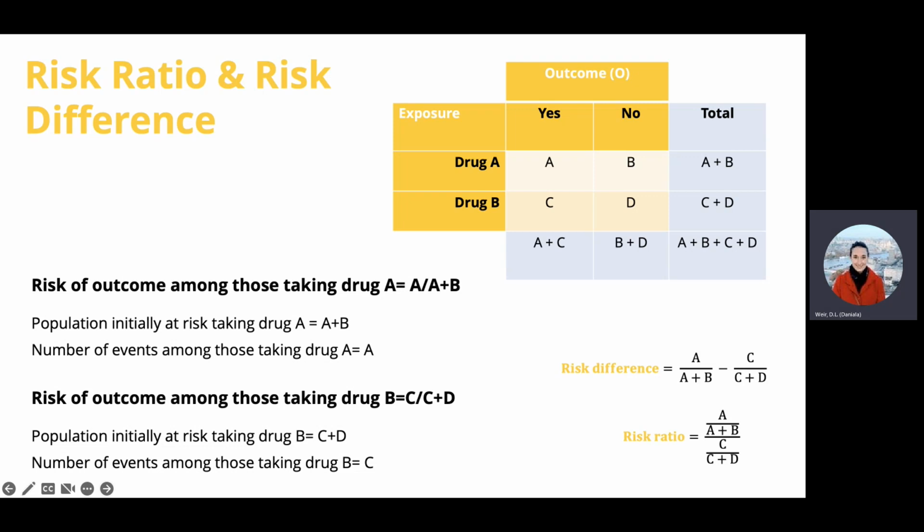So then in order to calculate the risk difference and the risk ratio, we can simply subtract the risk of the outcome among those taking drug A minus the risk of the outcome among those taking drug B. That's how we would calculate the risk difference. And then the risk ratio is the risk of the outcome among those taking drug A divided by the risk of the outcome among those taking drug B. So that's how we would calculate a risk ratio and a risk difference.